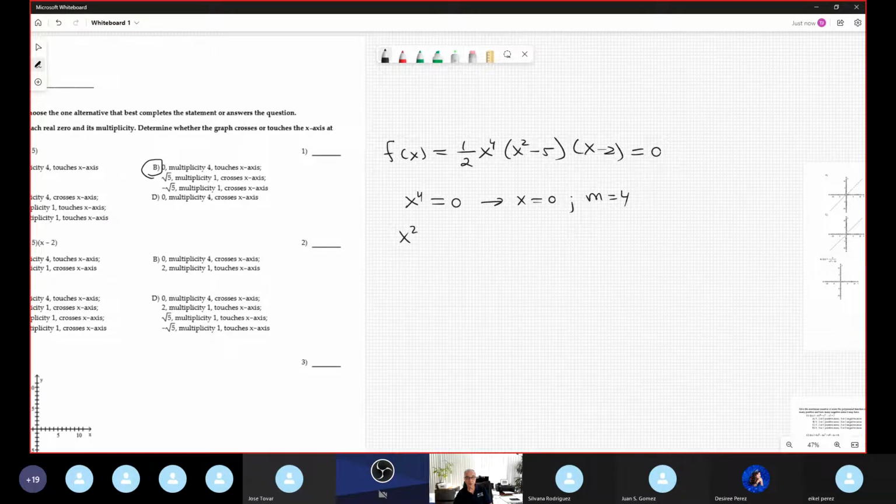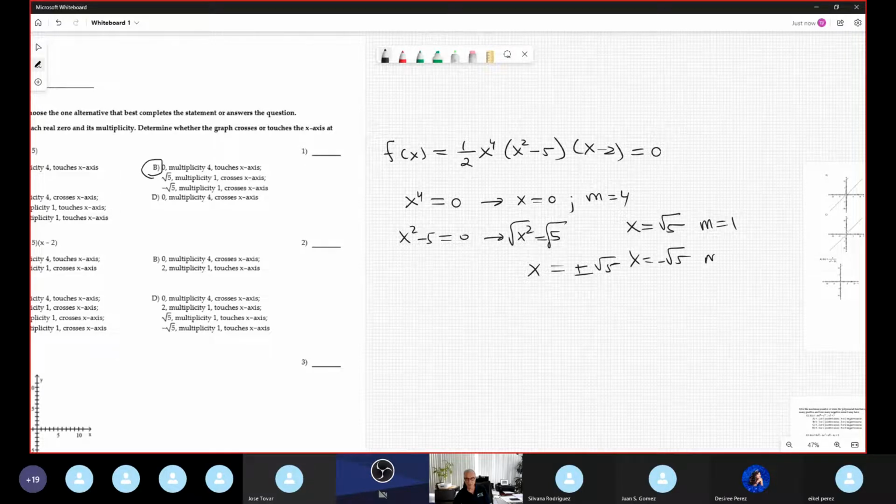The factor x squared minus 5 equal to 0. This is a quadratic equation. Similar. We have x equal positive and negative radical 5. So now we have x equal positive radical 5 with multiplicity 1 and negative radical 5 with multiplicity 1. And finally, x minus 2 equals 0. It's equivalent to x equals 2, multiplicity 1 again. In total, we have 7 zeros, because 4 plus 1 plus 1 plus 1 is 7.